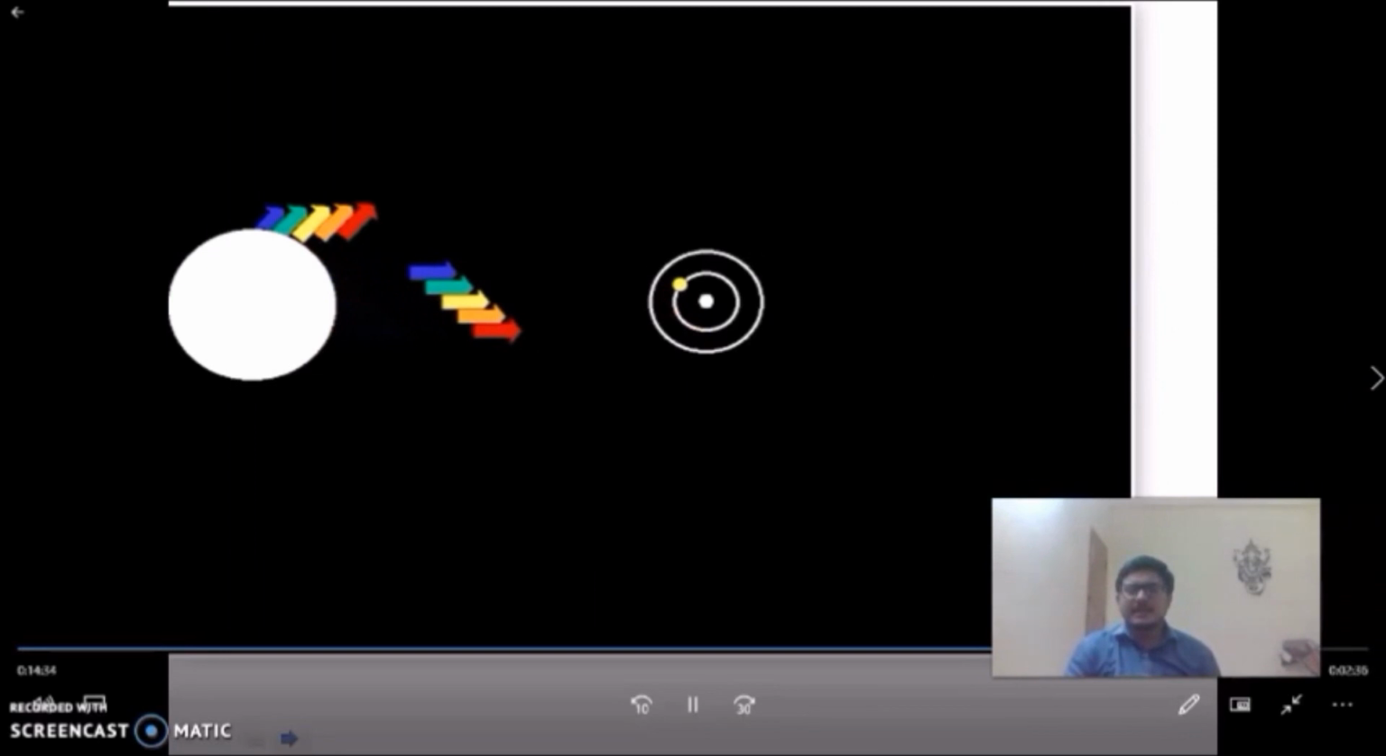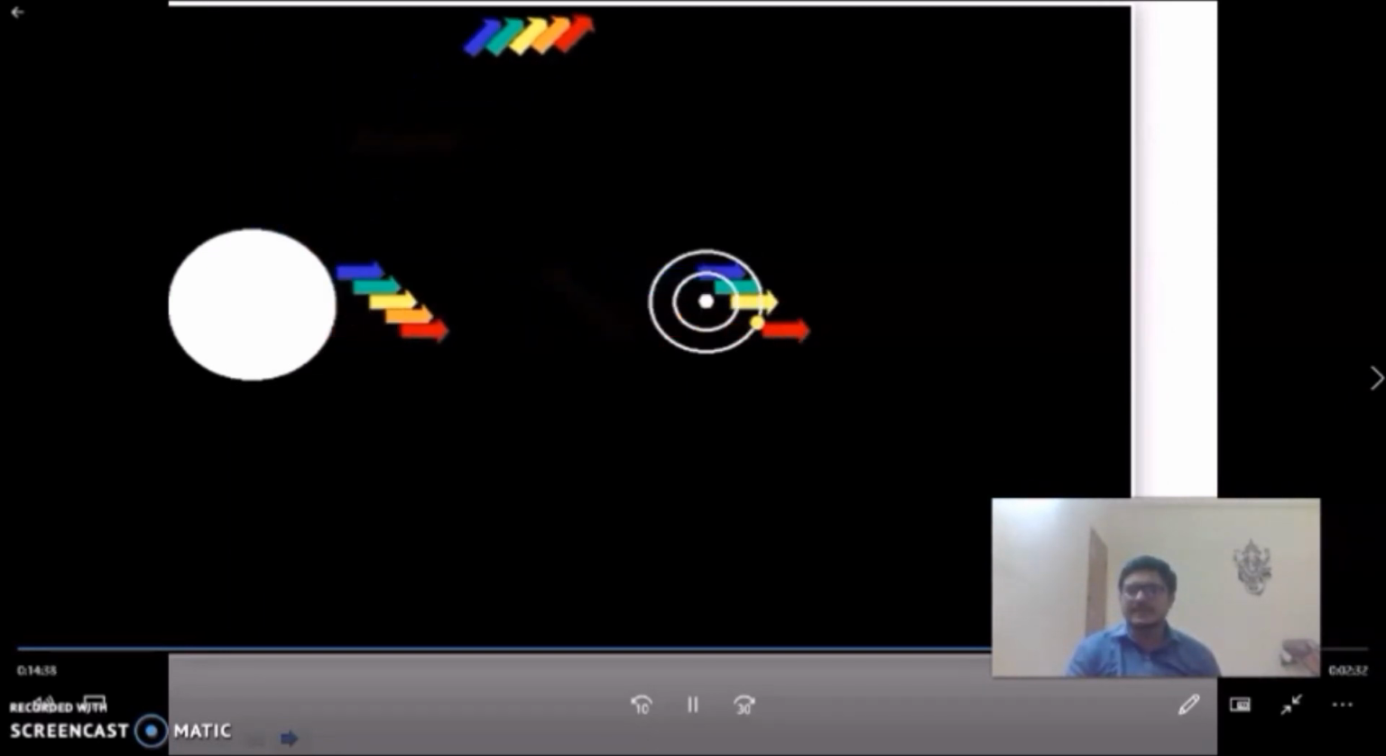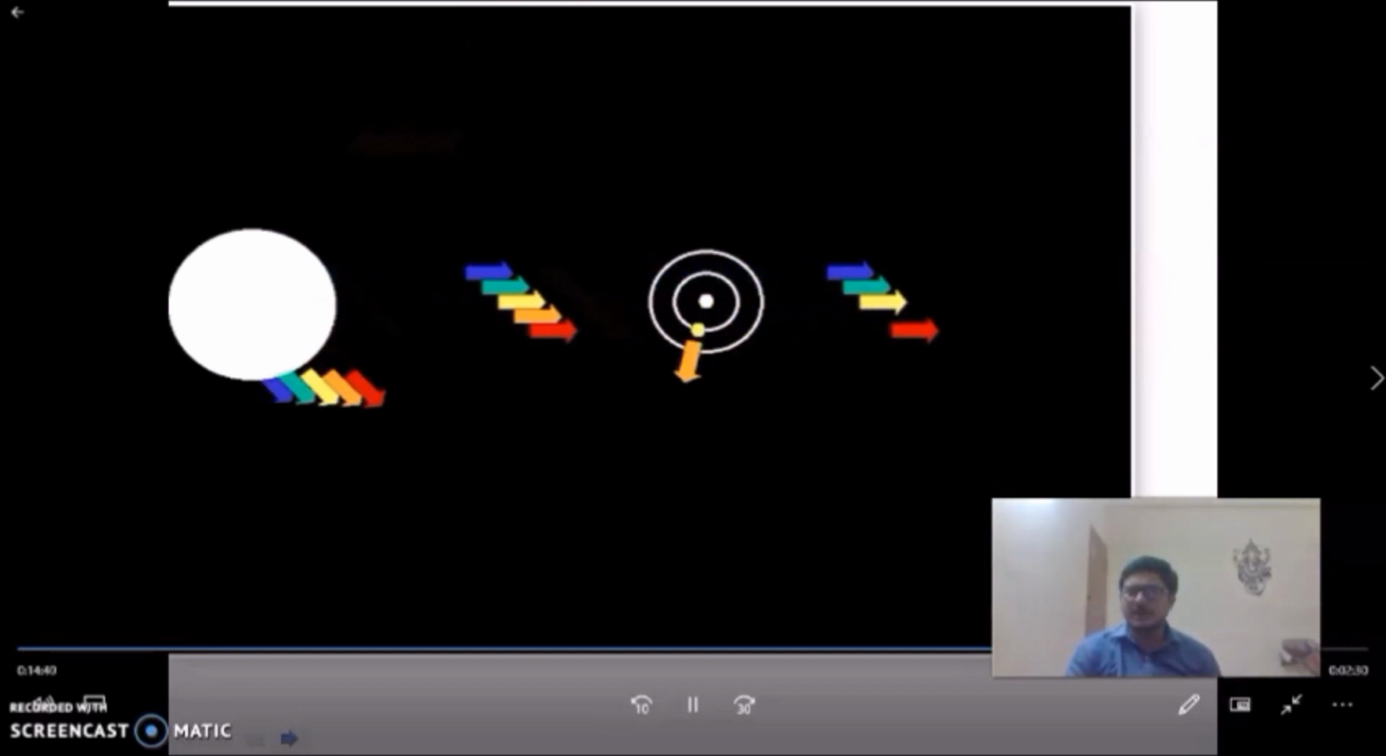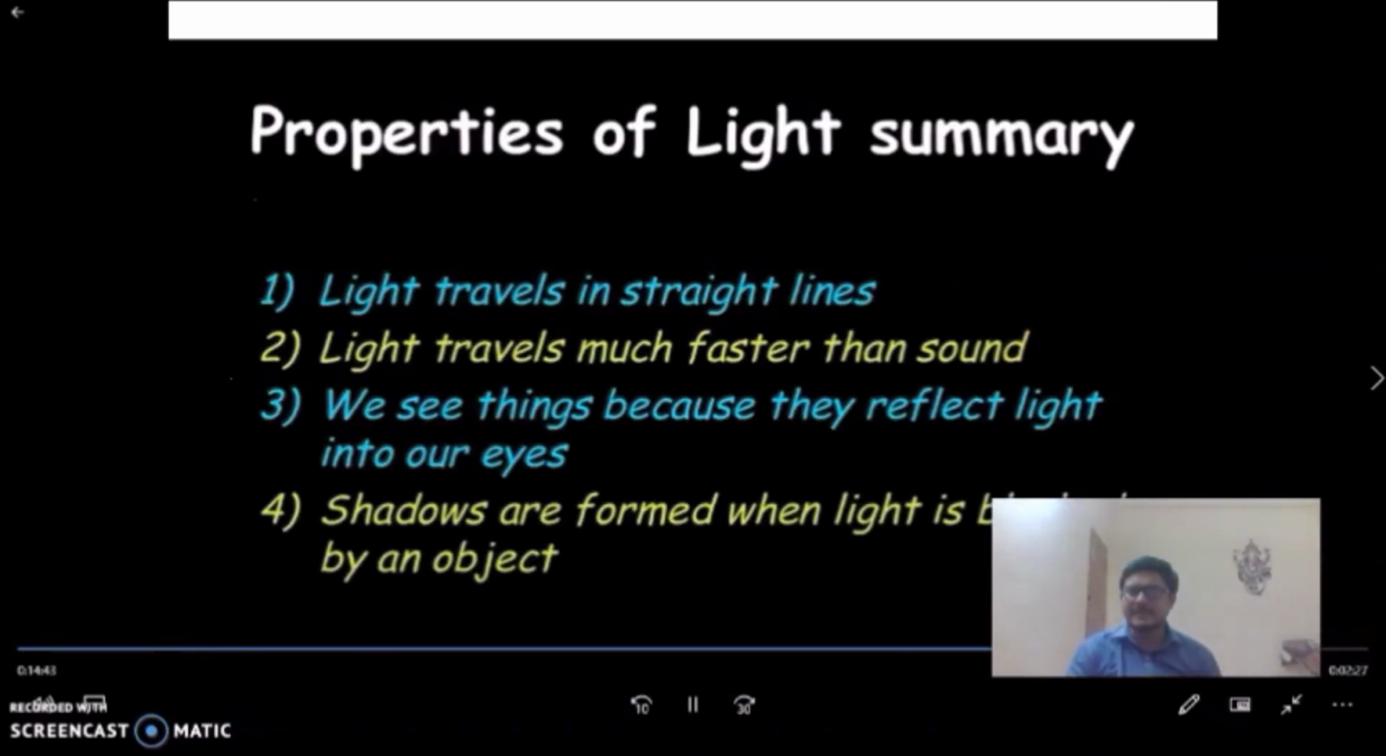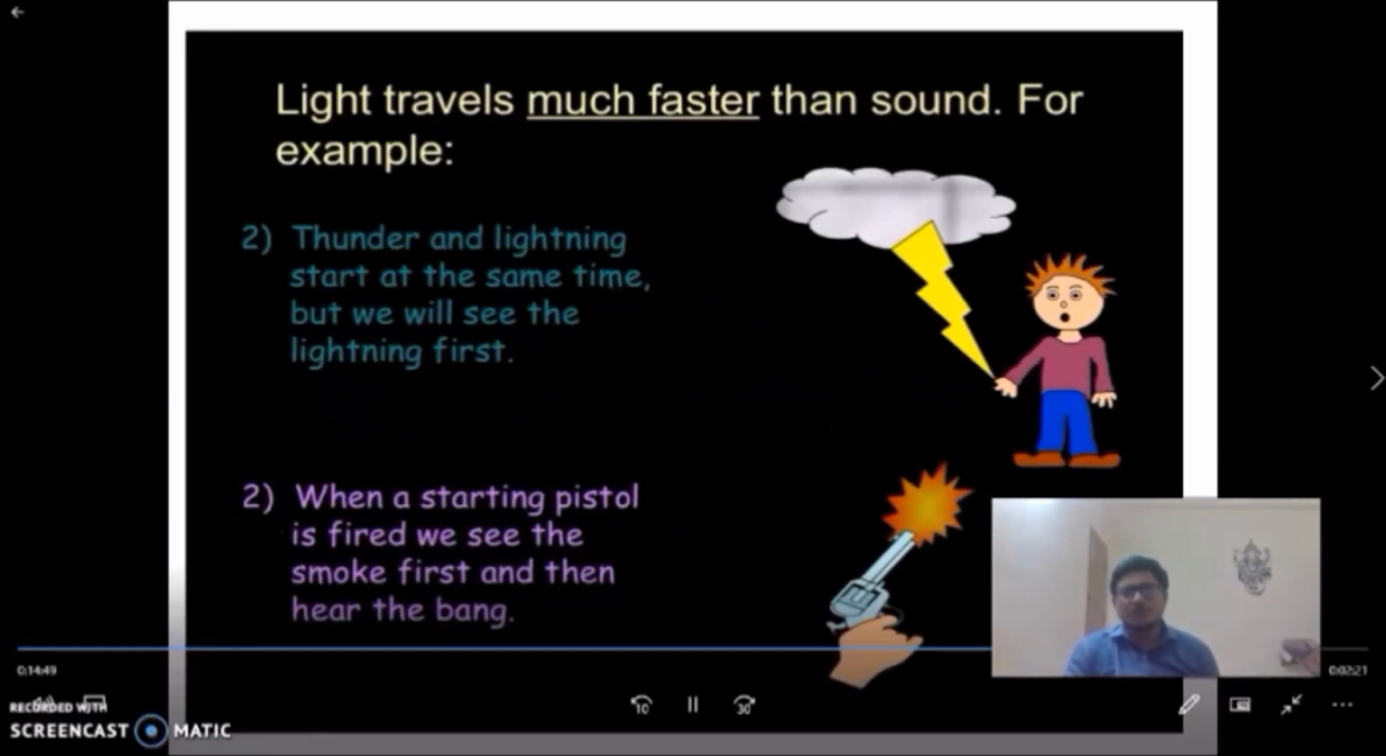For better understanding, here I have added a moving picture where you can see radiation coming, the electron going up to the third shell, then again releasing energy, and light is produced. Properties of light, it's easy. Please note this down.